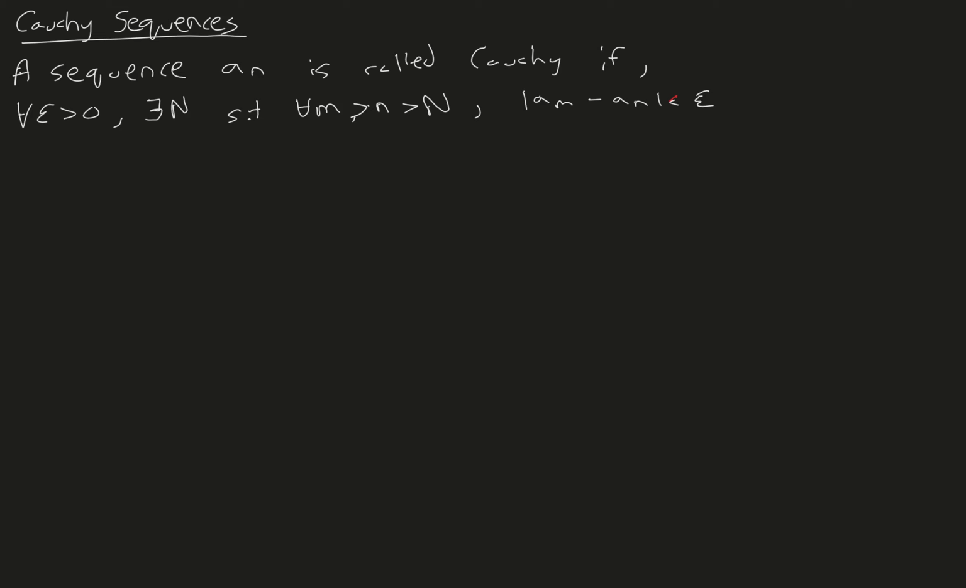So let me restate the definition of a convergent sequence first to see the subtle differences between a convergent sequence and a Cauchy sequence. A convergent sequence is basically the same thing, but it says for all epsilon greater than 0, there exists a capital N such that for all n greater than N, |a_n minus L| is less than epsilon. So basically, the only difference we see for Cauchy sequences is right here, where we have a_m minus a_n.